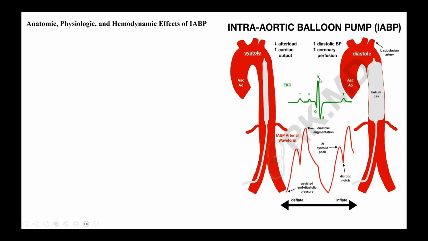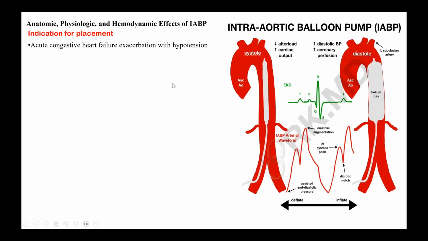R wave indicates the left ventricular systole, QRS complex. So at that time, it will augment and it will start deflating. And during diastole, when there is a recovery, the ST segment, then the balloon will inflate to increase the, you can see the dicrotic notch going up, pushing that. I'll show you another picture of how it augments the diastolic perfusion of the coronaries.